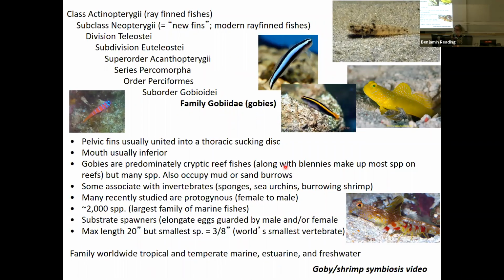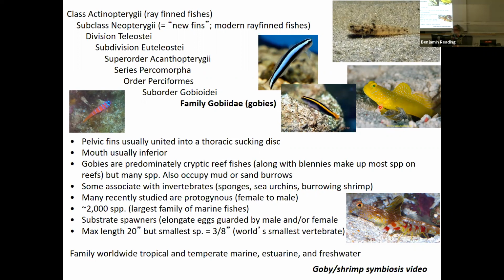Gobies are predominantly cryptic reef fishes, and along with blennies, family Bleniidae, Gobiidae makes up most of the species on a coral reef. Many species occupy sand or mud burrows, and we're going to show a video about the symbiotic behavior between gobies and shrimp, for instance. They live together in the same communal burrow. That's part of the reason why they've only got a lateral line around their head and not down the side of their body: oftentimes they're hiding in these burrows, so there's no need to have a lateral line there. Very similar to moray eels, for instance, who live in the crevices of coral reefs and only stick their heads out.